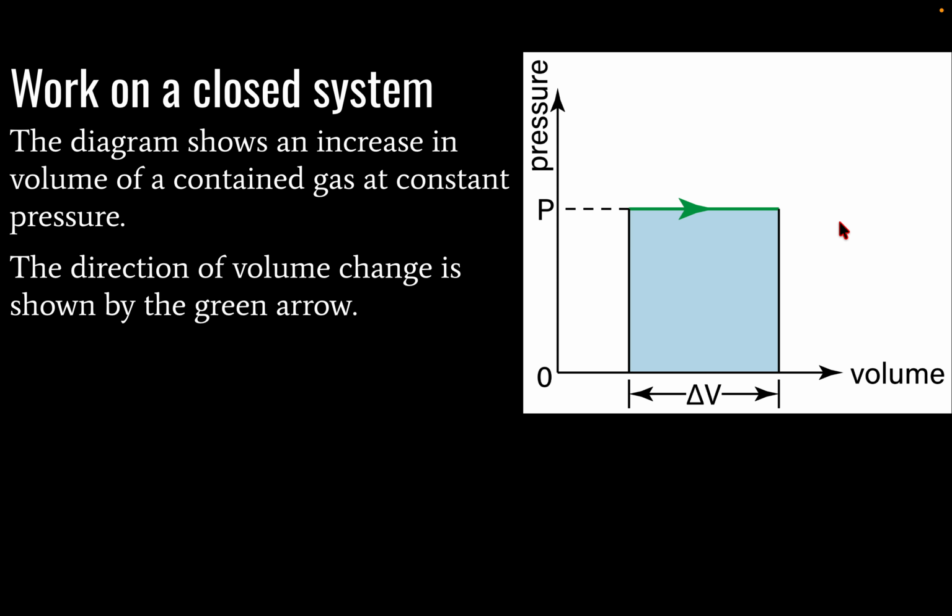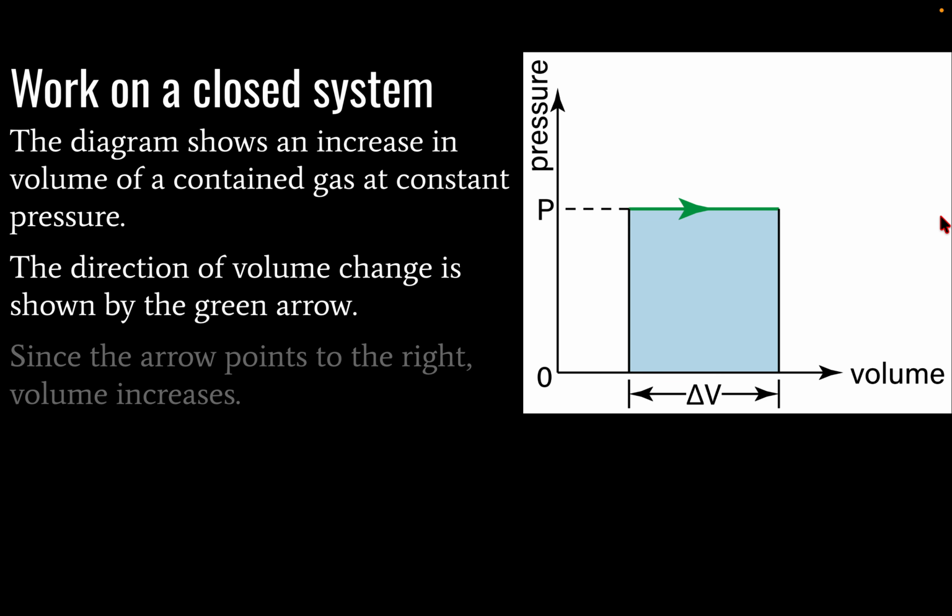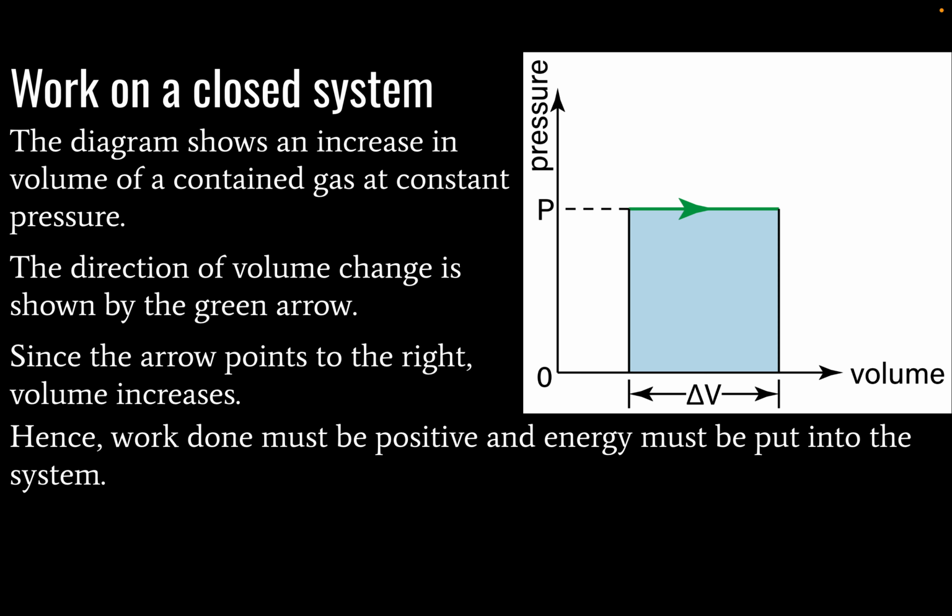Okay, so the direction of the volume change is shown by this green area. So we have a small volume increasing to a larger volume. The arrow pointing to the right indicates an increase in volume. So our work done here must be positive, and this means that energy must be put into this particular system.